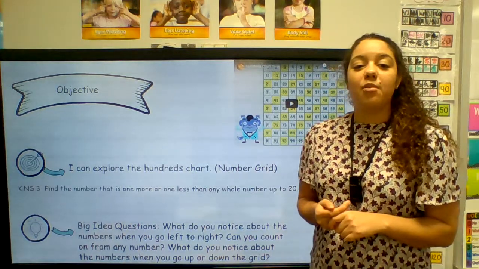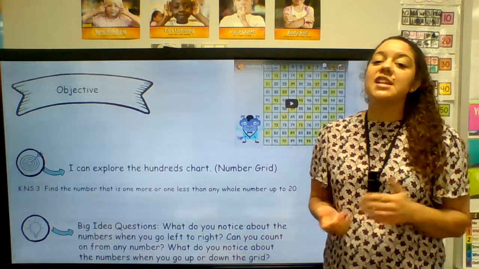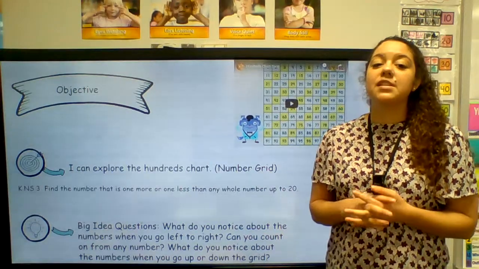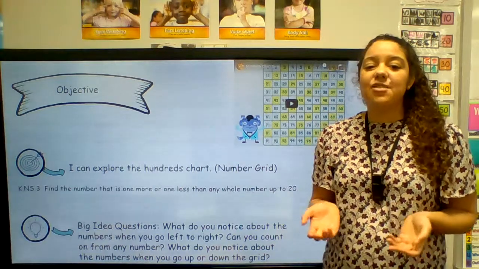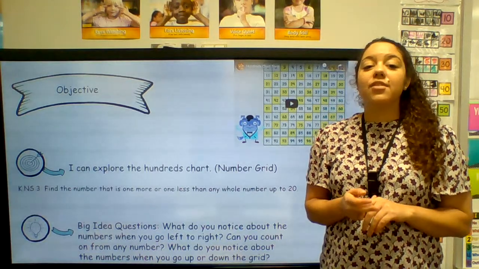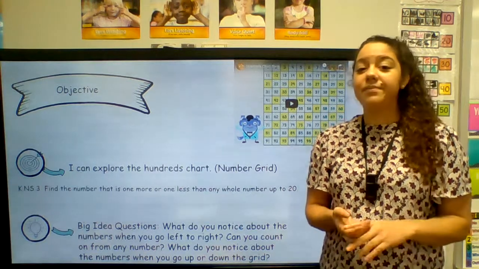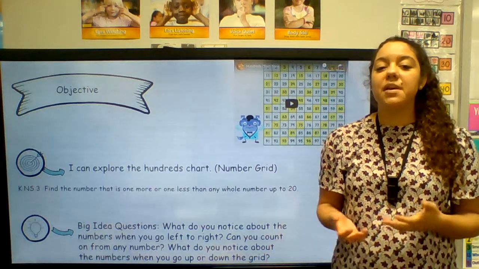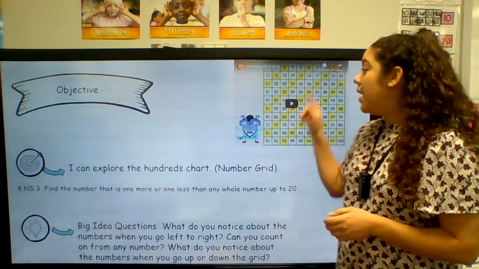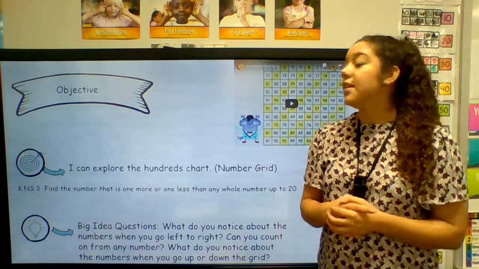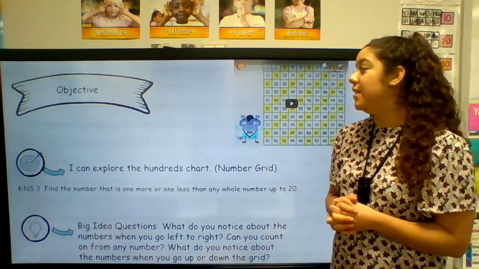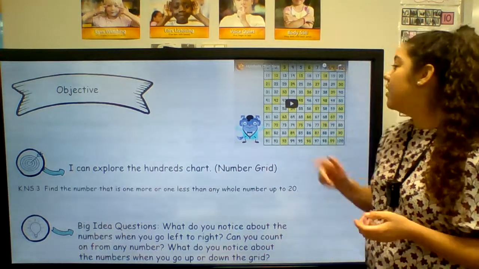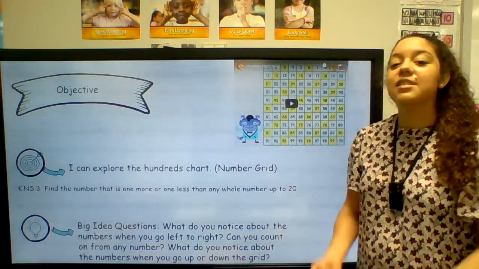Our first question is, what do you notice about the numbers when you go from left to right? And can you count on from any number? What do you notice about the numbers when you go up or down? The hundreds grid. We'll get into those questions as we move on. But first, let's start with a song. So if you're sitting down, stand up.